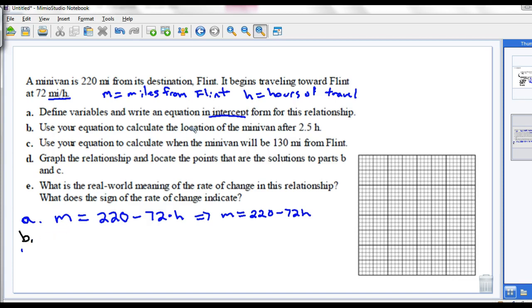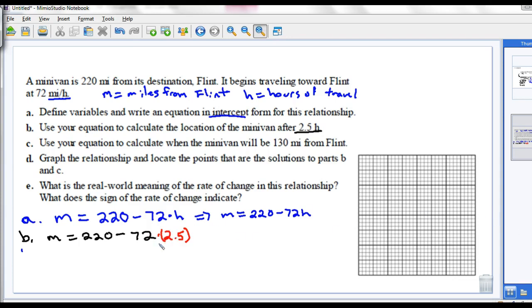It says, use your equation to calculate the location of the minivan after 2.5 hours. So I'm going to put this 2.5 in for this h right here. So I'm going to have m equals 220 minus 72, and instead of h, I know that's going to be times 2.5. Some people like to put these in parentheses, some people like to have it just as a multiplication, and either one is okay.